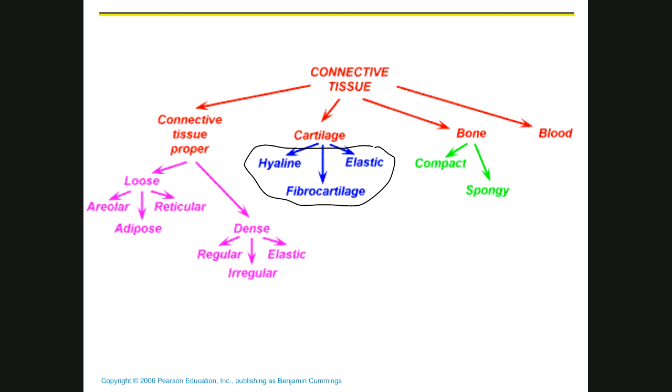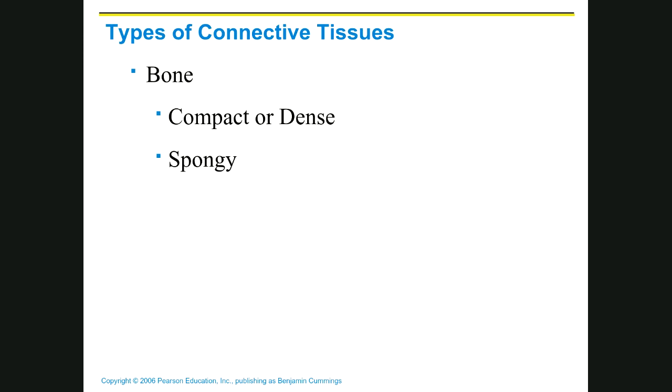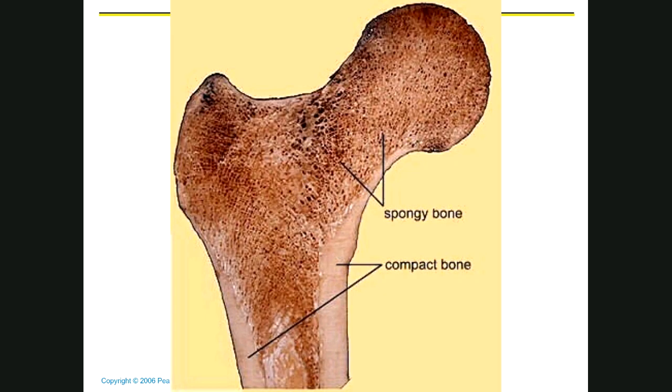Okay, let's look at bone. There's two types of bone. There's what we call compact, it's also called dense, and then there's spongy bone. And their names kind of describe them. And you don't even need a microscope to be able to tell them apart.